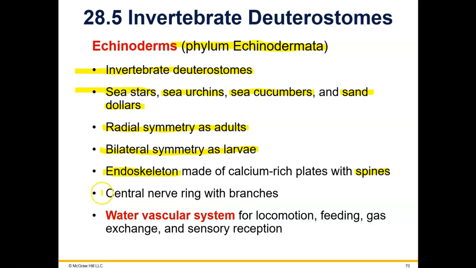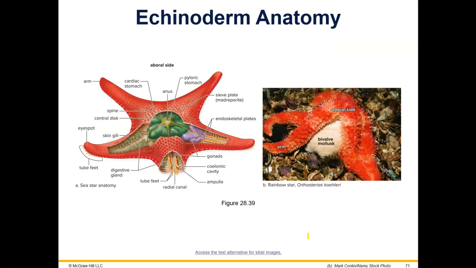They have a central nerve ring that has branches, so that's a little different. And then one of the most distinguishing characteristics that they have is their water vascular system, because they use it for locomotion or moving, they use it for feeding, and they use it for gas exchange and sensory reception. So we are going to dissect a sea star. This is a good review for that.